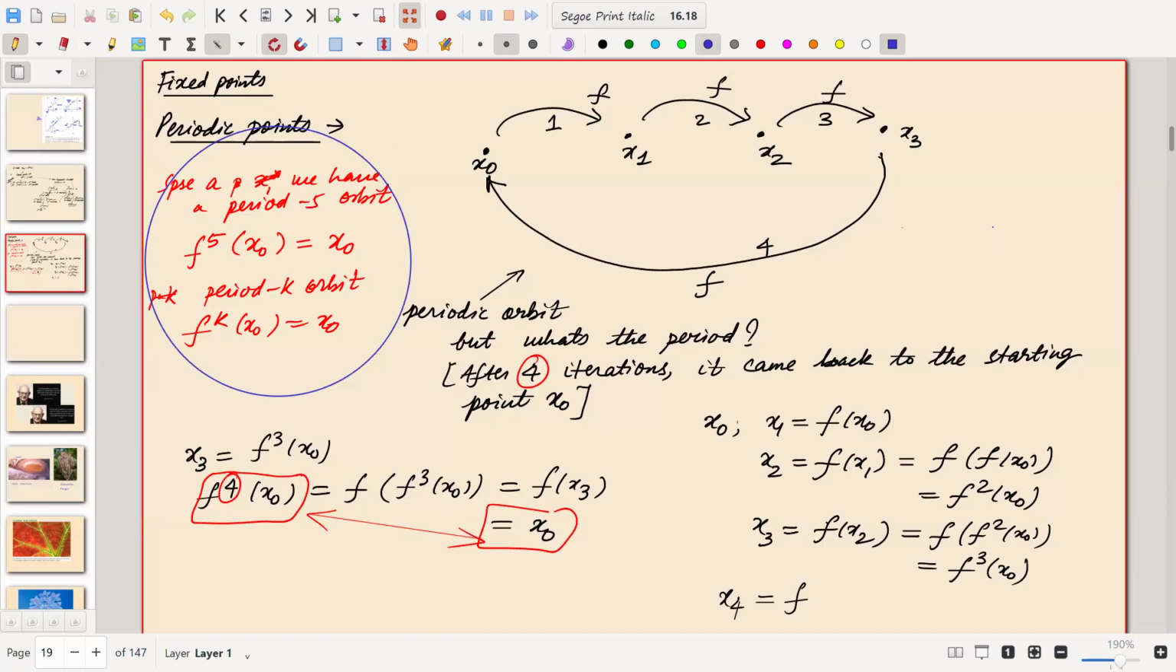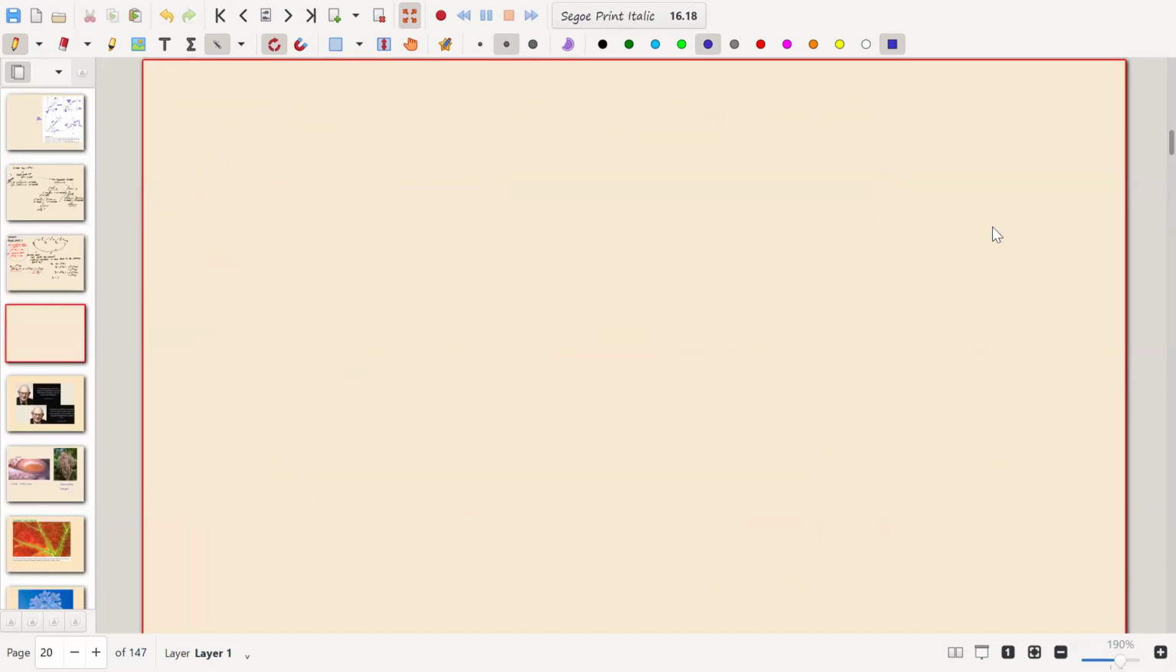After learning this intuition, we can frame a general definition of a periodic orbit. Before that, I just wanted to give you a geometrical visualization. Any doubts here? No doubts. Okay, shall we move on to the general definition? Shall I continue? Okay.